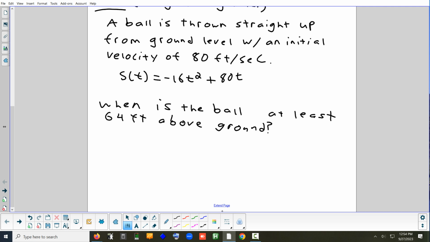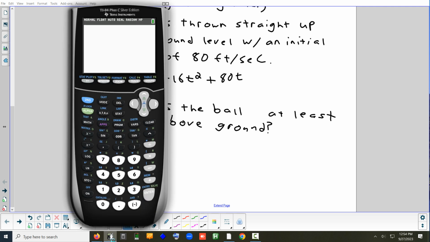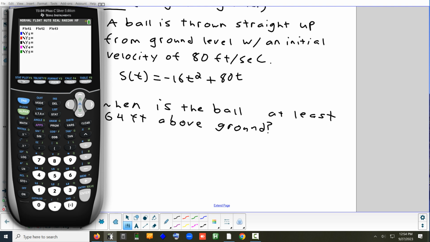All right, well, let's graph it. So negative 16t squared plus 80t. Let's just graph that first. Okay. So this is going to represent the height of the ball after a certain amount of time. X is time. Remember, you can't use t on the calculator. You have to use x.